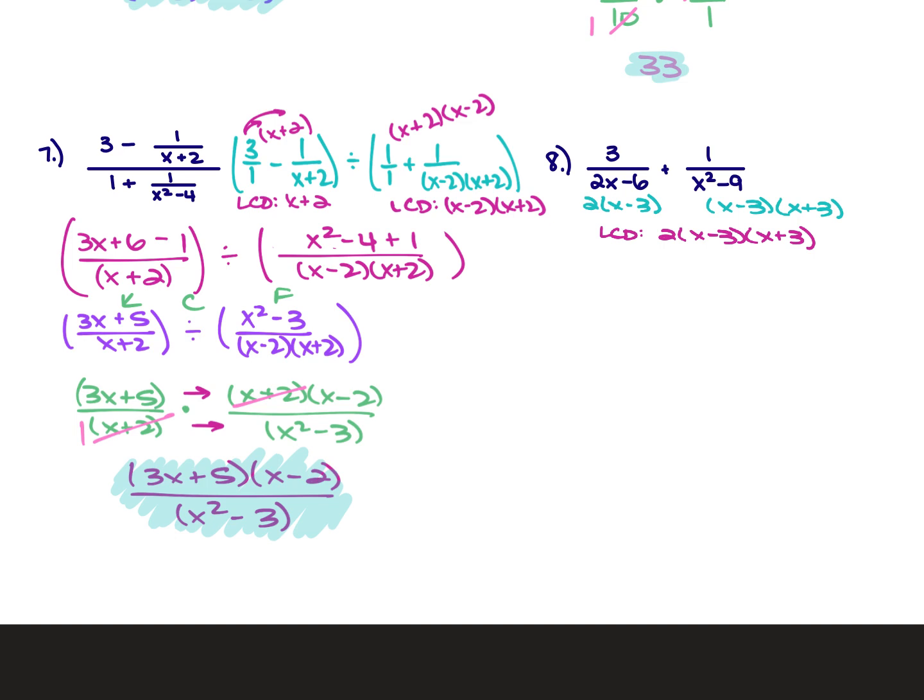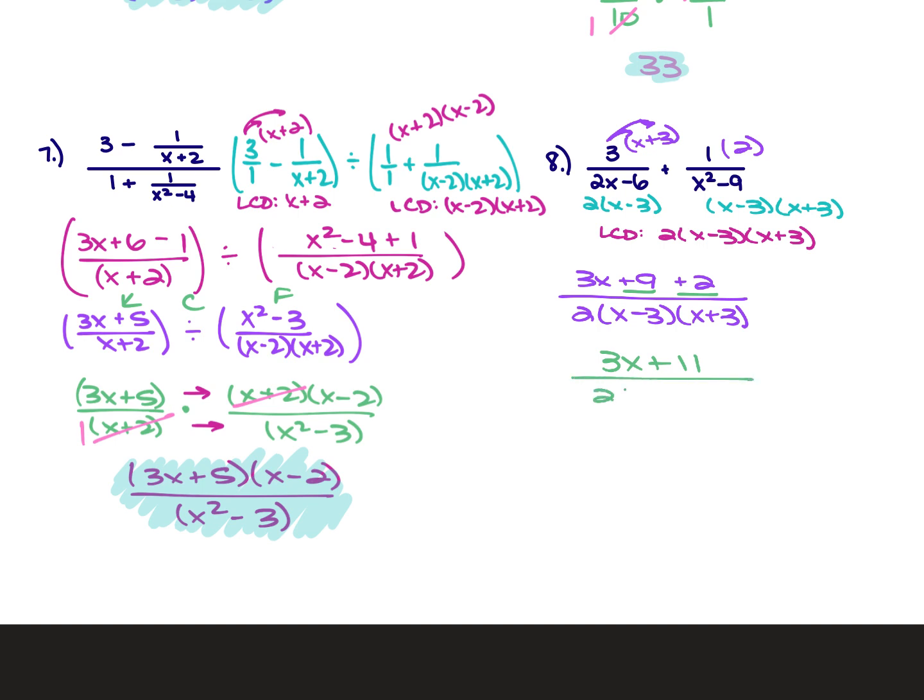Your first fraction is missing the x plus 3 on the bottom, so multiply the 3 into the x plus 3. That gives you 3x plus 9. Your second fraction is missing the 2 in the denominator, so multiply the 1 by 2. That gives you 2. This all goes over your least common denominator of 2 times x minus 3 times x plus 3. Combine your like terms up top, and that gives you 3x plus 11 all over 2 times x minus 3 times x plus 3.